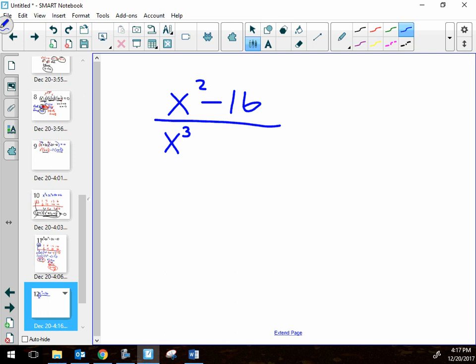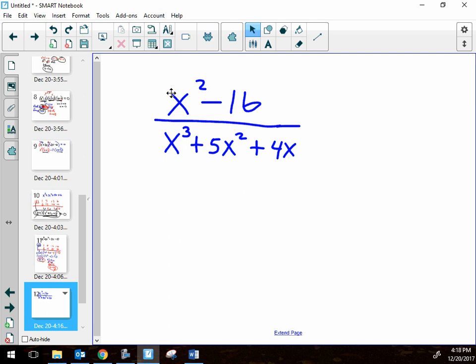x to the third plus 5x squared plus 4x. There we go. Now, I made that a little bit more challenging than normal. Factor the top, factor the bottom, and then see what cancels.